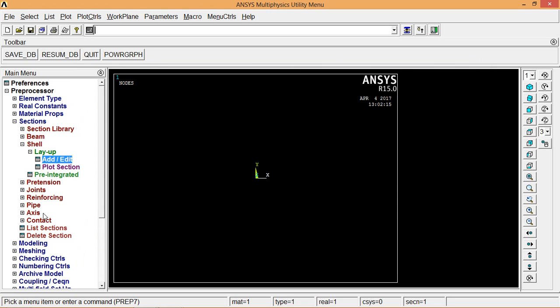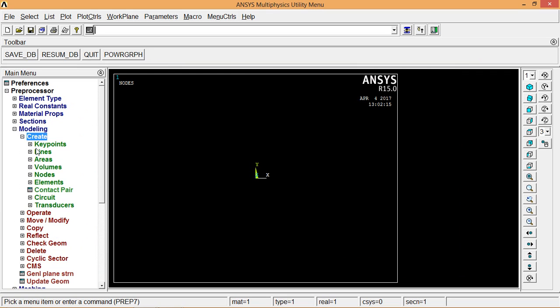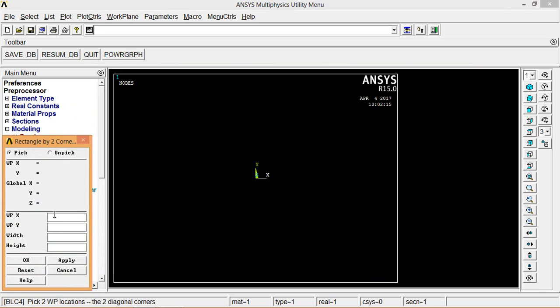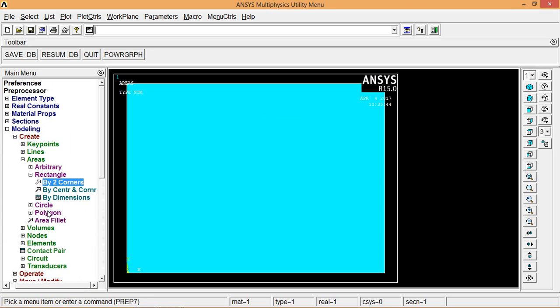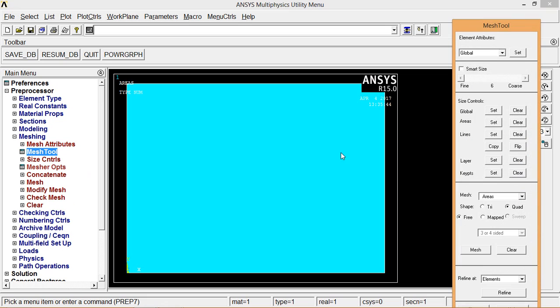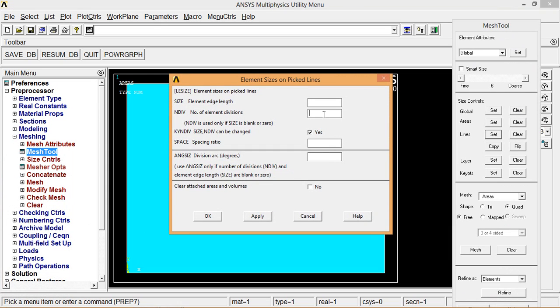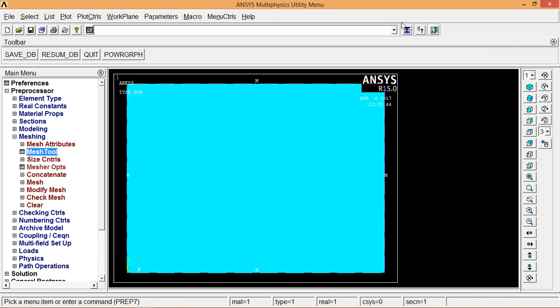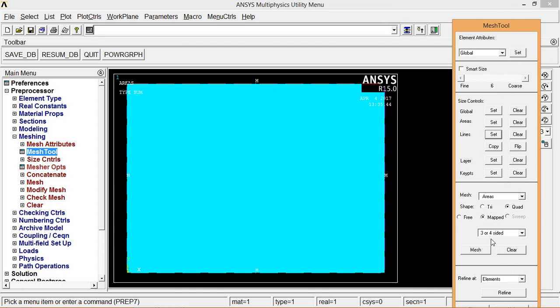Now it's time for modeling. Now we have to create area, rectangle through corners. Okay, our rectangle is made. Now it's time to mesh it. Mesh tools. Now we have to set. Now I was talking about mesh size, right? I'm doing here for 10 cross 10. Okay, now mapped condition.